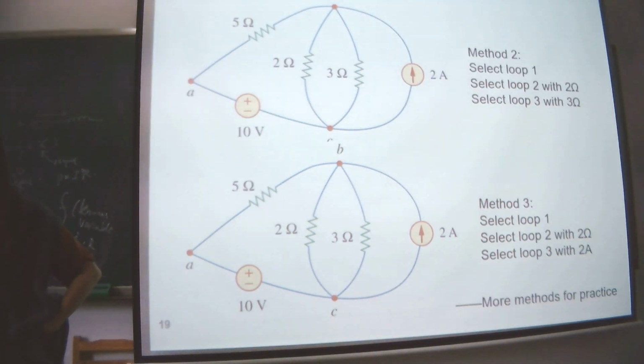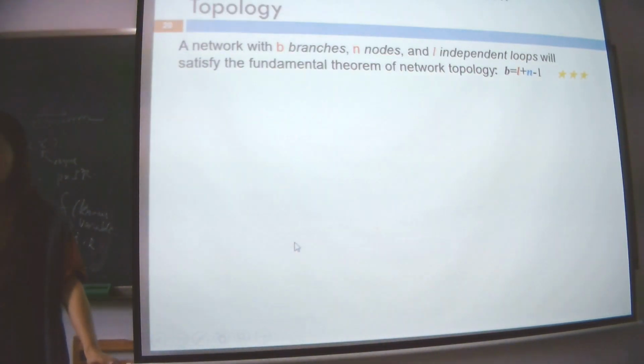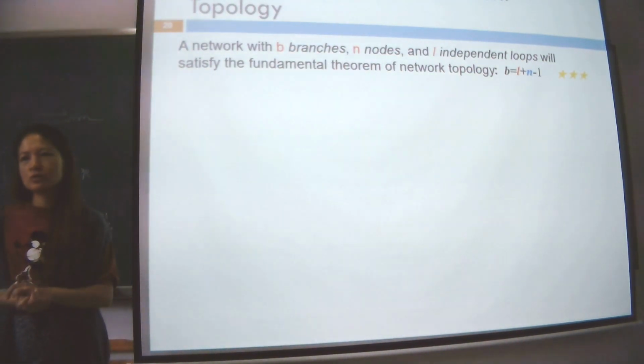Why do we still need to know this? Because in some cases there is something we don't like in the middle of a branch, such as a dependent source. We can't move this one out. If a dependent source is here or here, it is maybe better to choose this one, because we can move out this dependent source. That's why we can have different choices of independent loops, right?